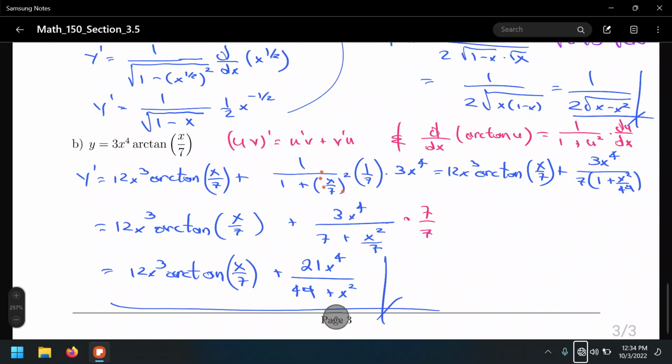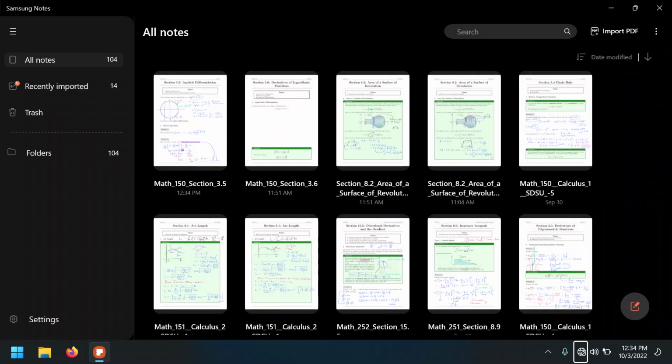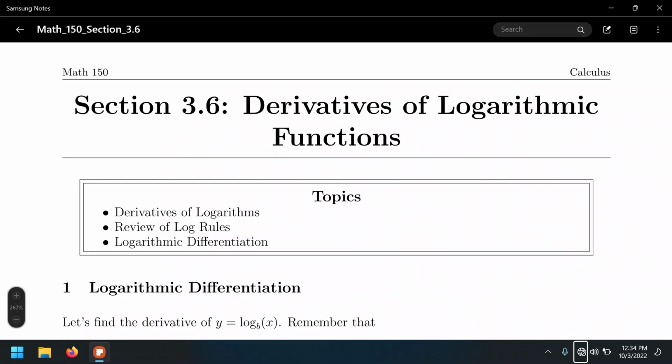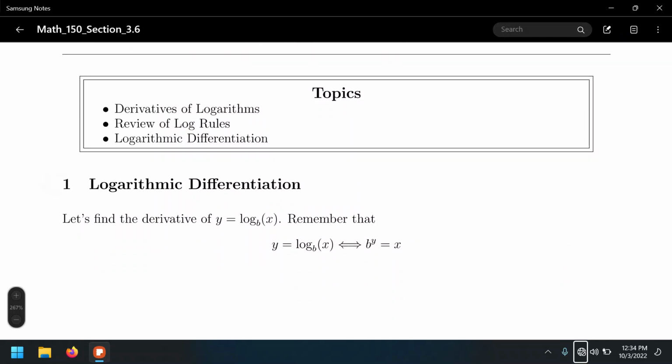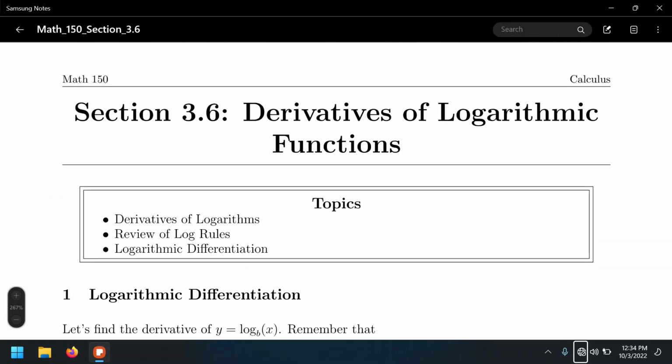Well, this is the end of this section. Let's get started with derivatives of logarithmic functions. All right. So far we have found a derivative for an exponential function with base e, even though I didn't give you the result of differentiating an exponential function with a base other than e. Well, it's going to be somewhat involved.